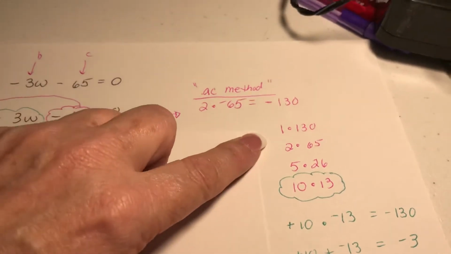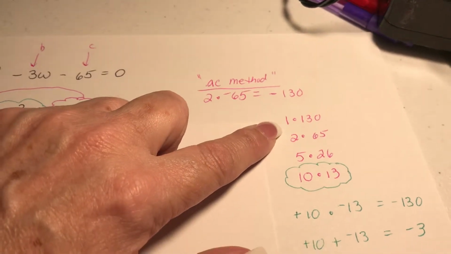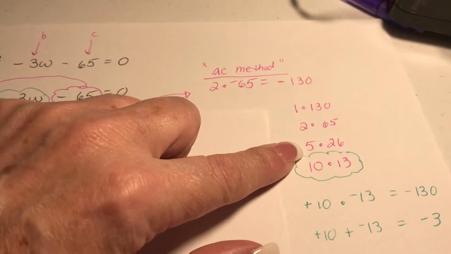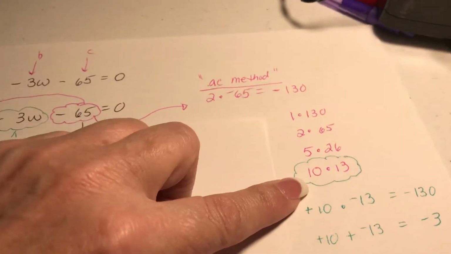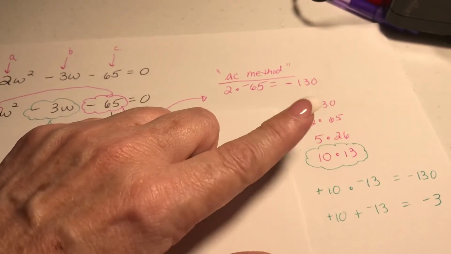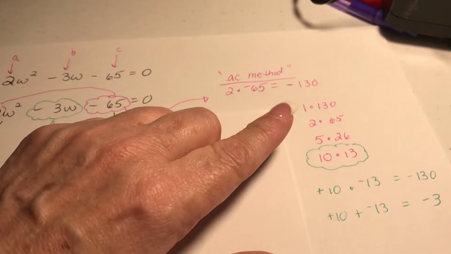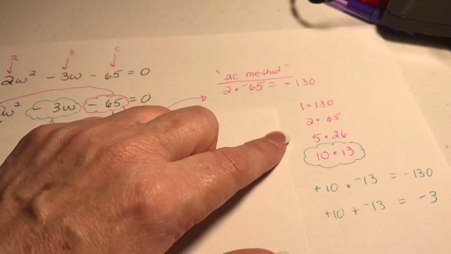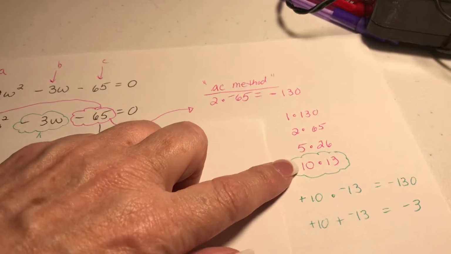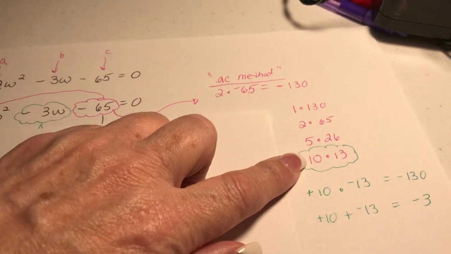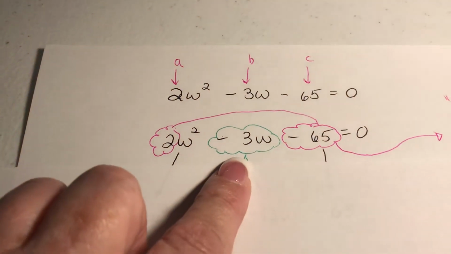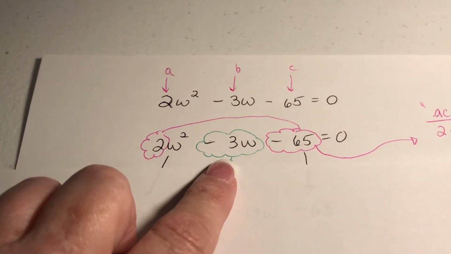So 1 times 130 is 130. 2 times 65 is 130. 5 times 26 is 130. And 10 times 13 is 130. Those are the only 8 factors, the only numbers that divide into 130. And you have to pick the right pair, and there'll only be one pair that not only gives you a multiplication of 130, but will also, and I've done this in green, add up to the middle term of -3.